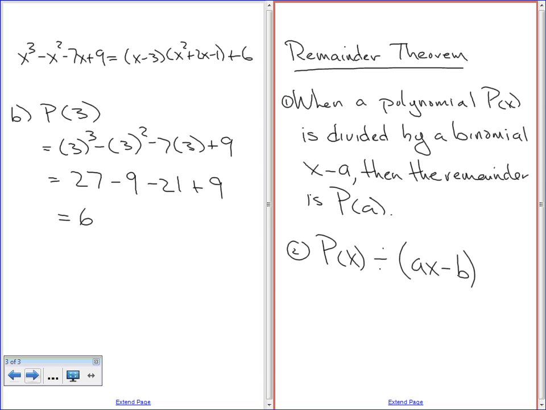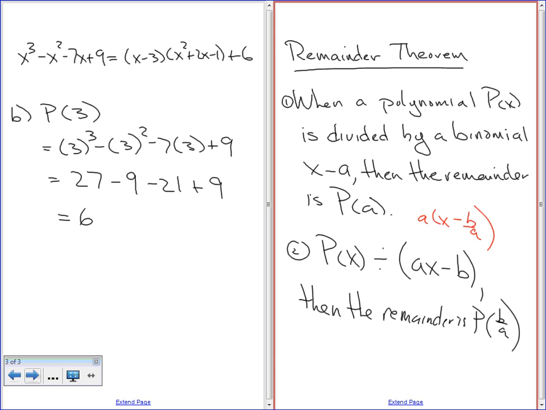So if I factor this guy out, which I'll just do up here, I end up with that. So when you plug in the a value, which is now this b over a, that's going to give you the remainder. Then the remainder is p evaluated at b over a. Remainder theorem, all it's saying is you can get the remainder without dividing.